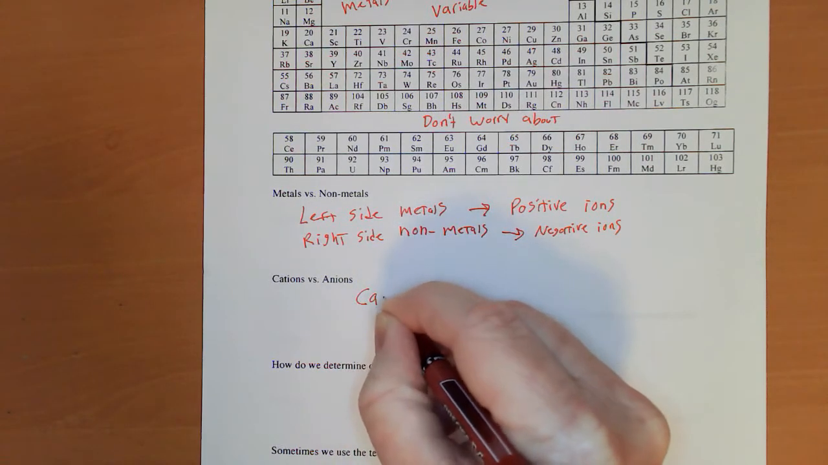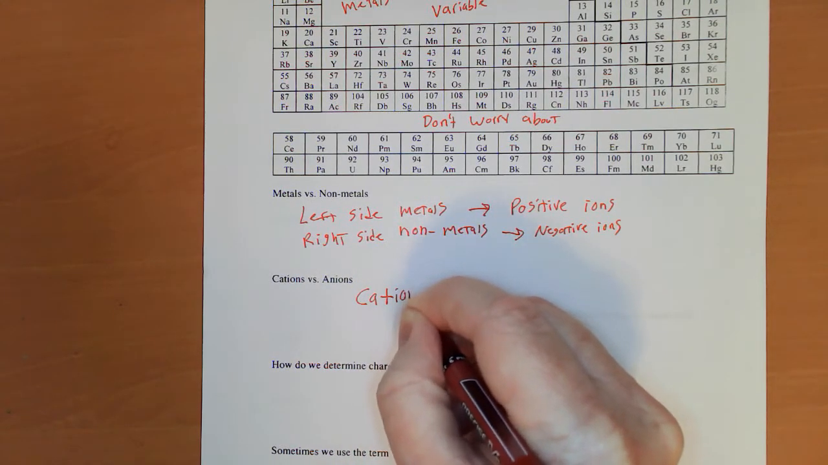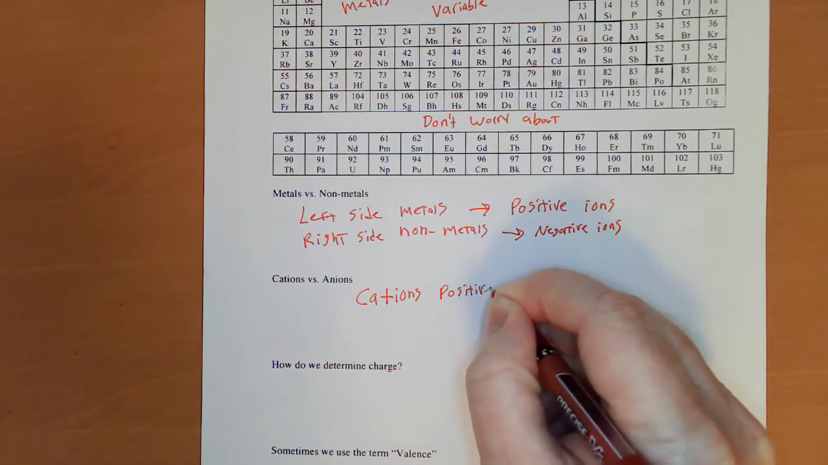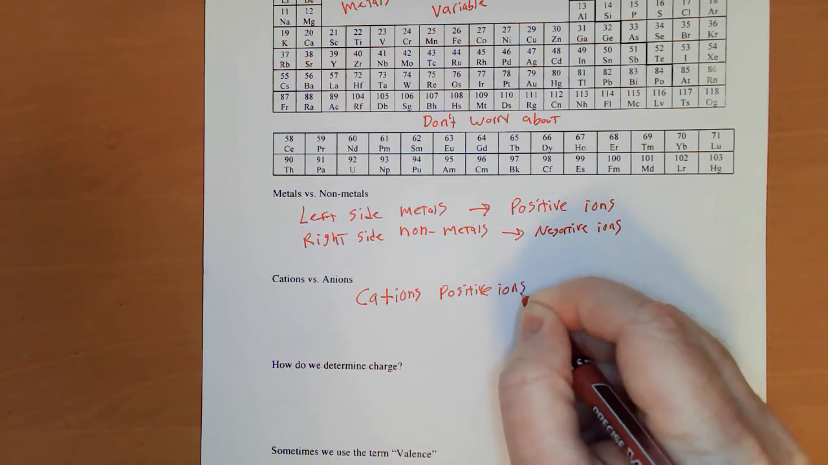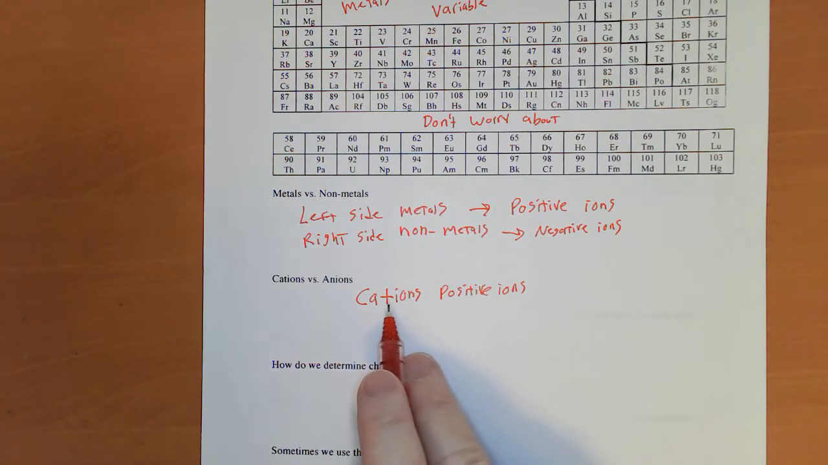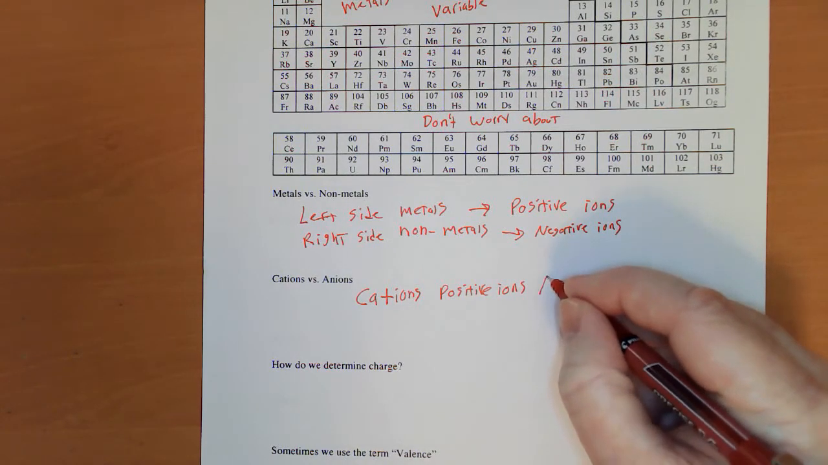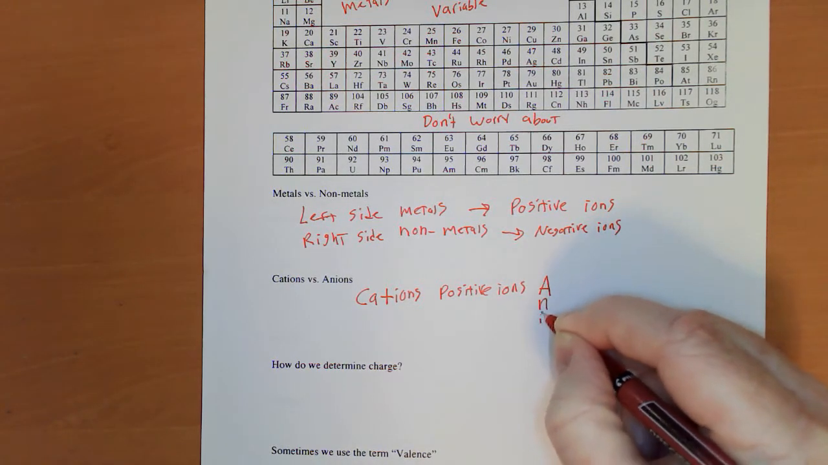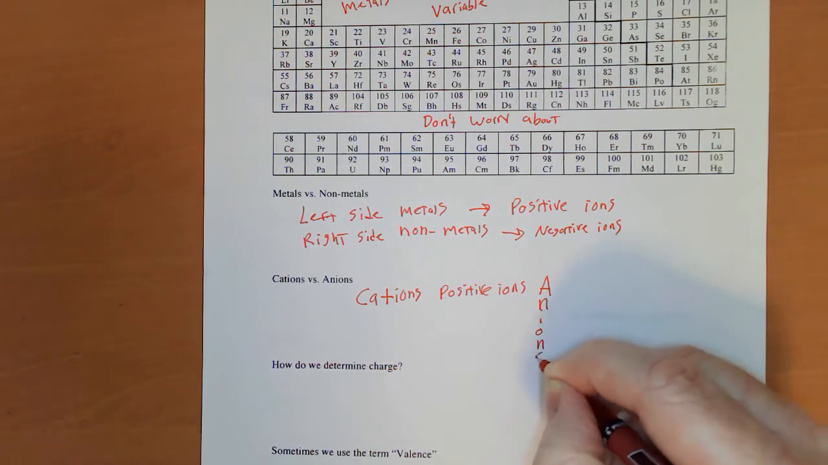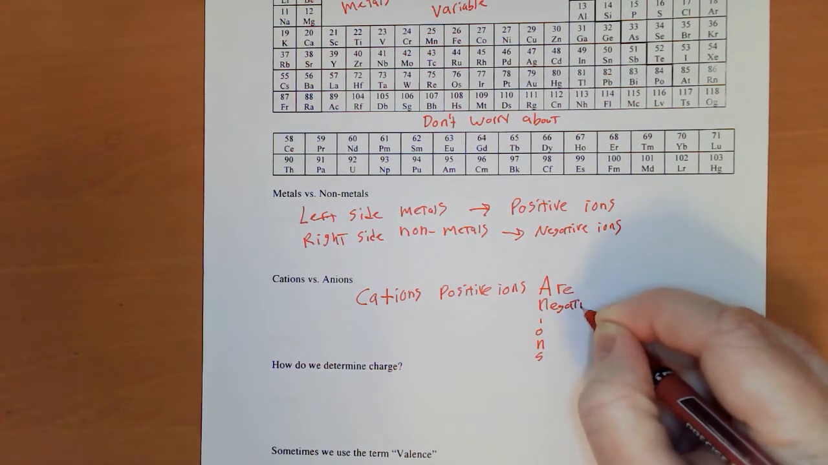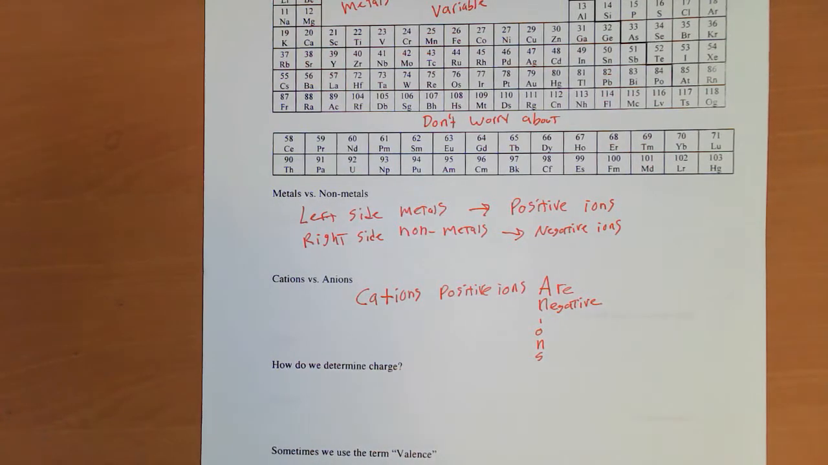Now, we have names for those. Cations are the positive ions. And you'll notice that I kind of write out cations using a positive sign for the T to help us remember, okay? And anions. Anions are negative ions. Okay?